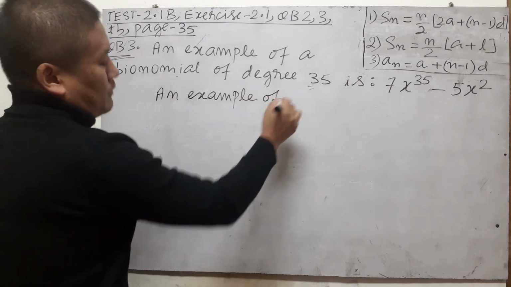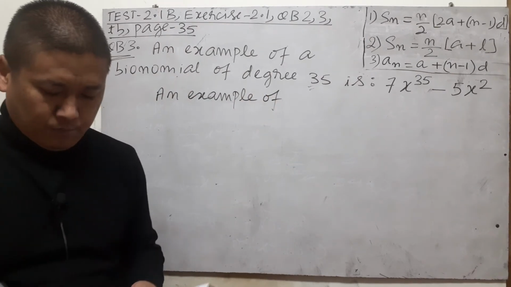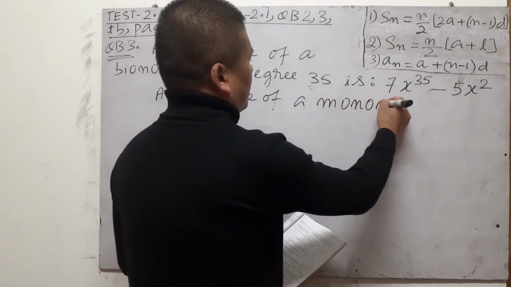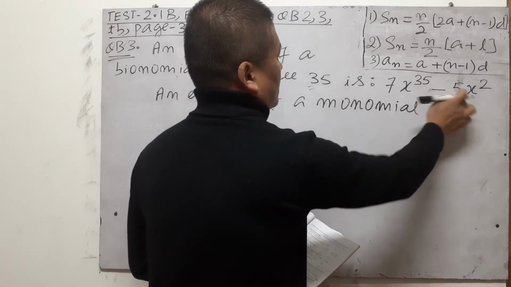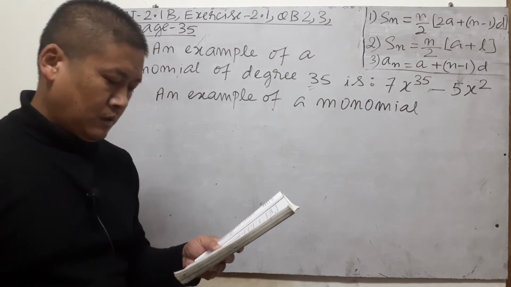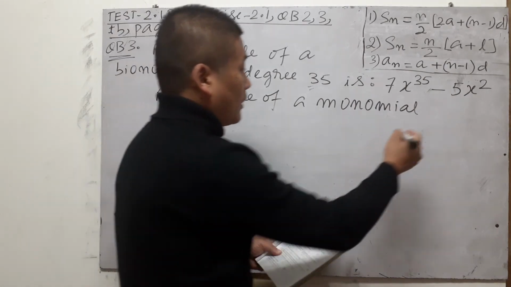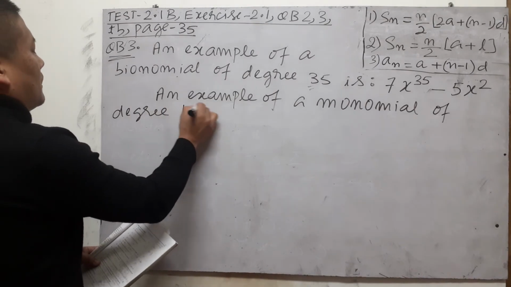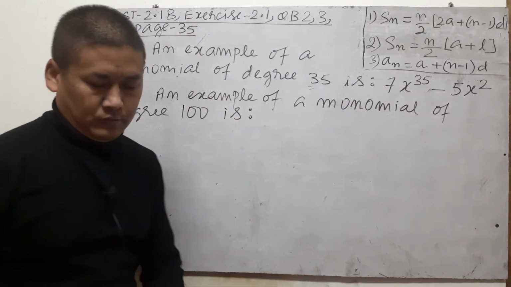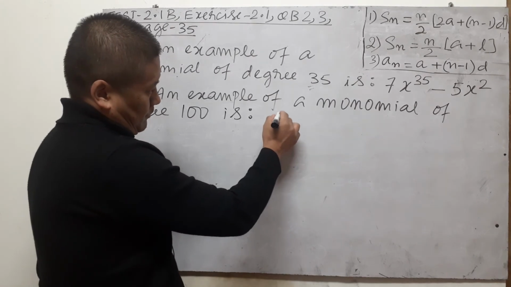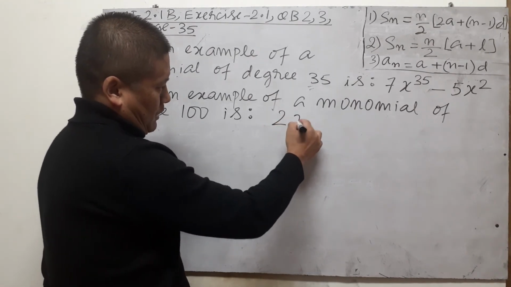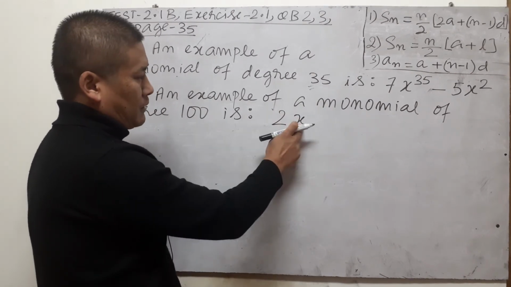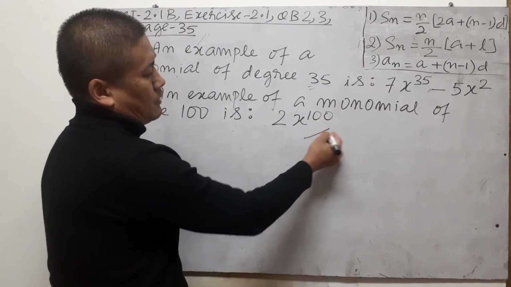An example of, look into your text, an example of a monomial, this time a monomial. We know in the previous class we have learned that binomial means it contains two terms like this. Monomial means only one term. So monomial of degree 100 is, so many we can give. So we can write here 2x, if you want to put x, or y also, you can put any variable. So degree 100 means the variable should have a power of 100. That can be your answer.